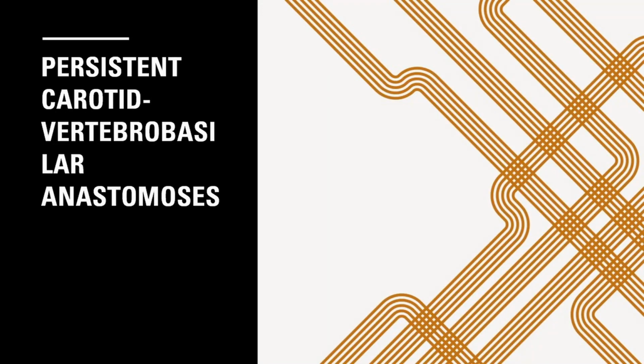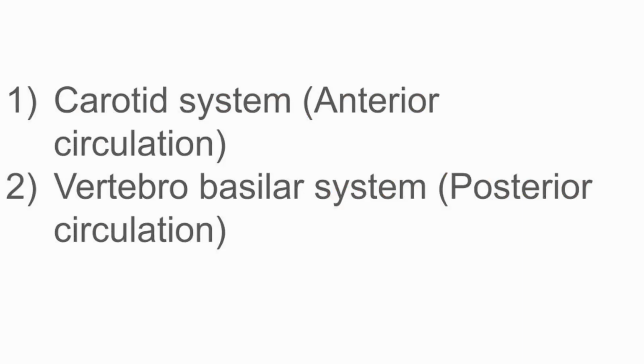So without wasting much time, let's get into today's topic, that is abnormal carotid vertebro-basal communication or anastomosis. What are those? Let's go and check. Okay, so the word is persistent carotid vertebro-basilar anastomosis. So the word is self-explanatory.